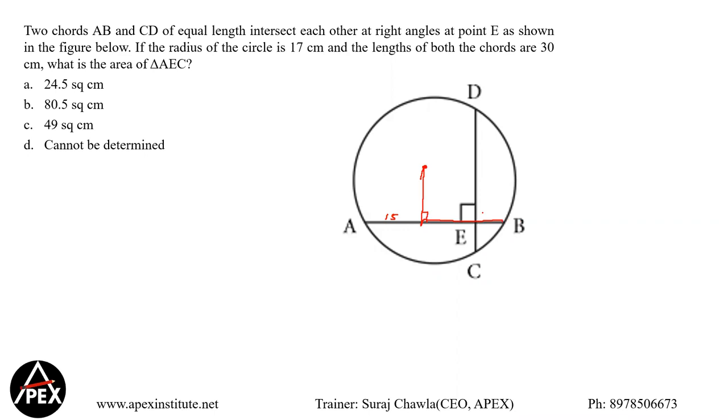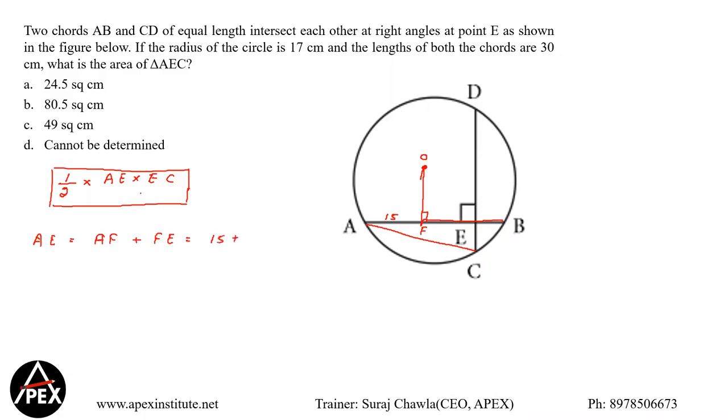Now, the question asks for the area of AEC. To get the area of AEC, that's a right angle triangle we know, so half into AE into EC is what I want. Now let's see how we get AE from here. Let me term this as the center of the circle and this as a point F. So can I say that the value AE will be equal to AF plus FE? And I know the value of AF is 15. That is a perpendicular drop from the center of the circle.